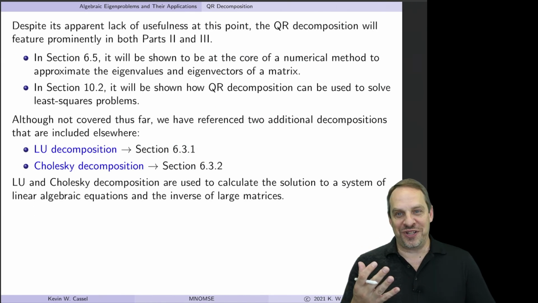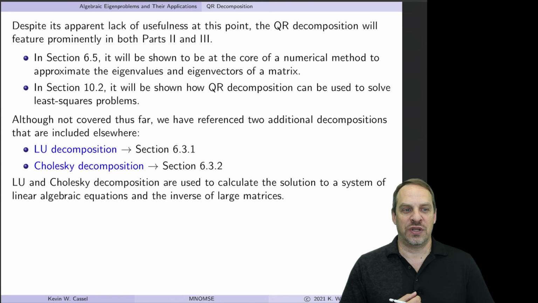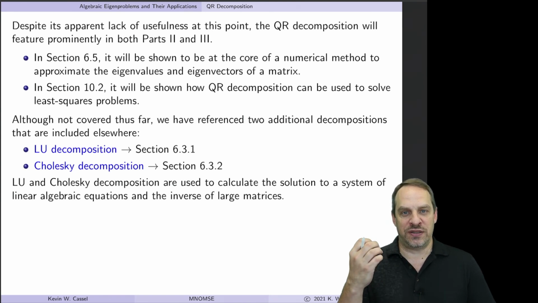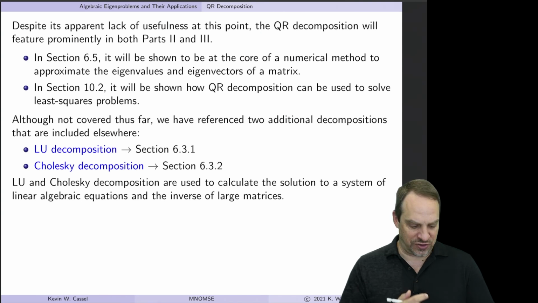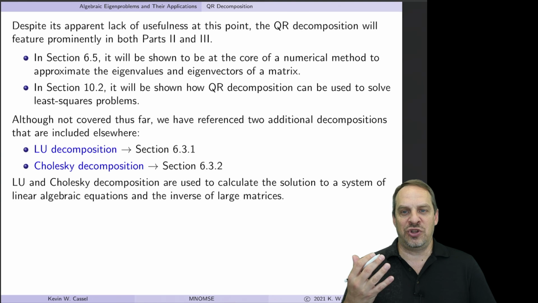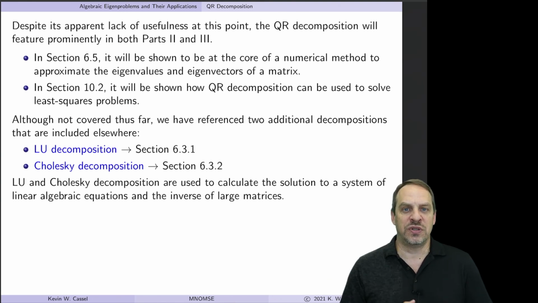So it might not be clear how we'll use QR decomposition at this point. If we're not going to use it for solving systems of linear algebraic equations, then what do we use it for? I keep making this claim that we use it to get the eigenvalues and eigenvectors of matrices. We'll see that in part 2. It also comes up in part 3 as the basis for doing least squares problems. So we will see QR decomposition a number of times in future sections and chapters of the book.